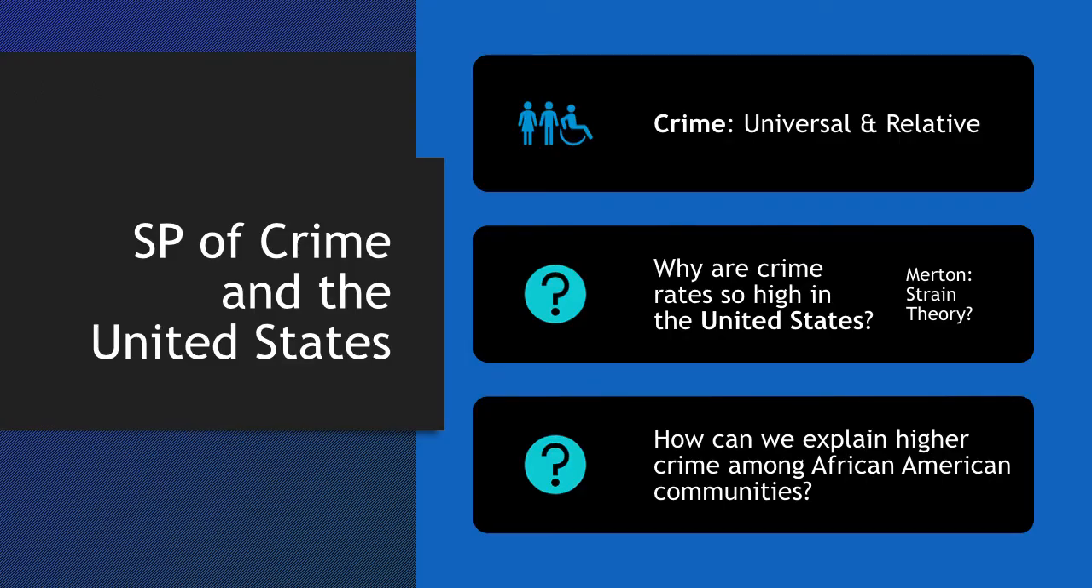Again, it's worth understanding that crime and deviance more generally are both universal and relative. There are crimes in all societies all around the world, so it's universal, it's everywhere. But it's also relative. What's considered criminal in one place is not the same thing as another, and what's considered severe or very deviant in one place might be not at all in another.